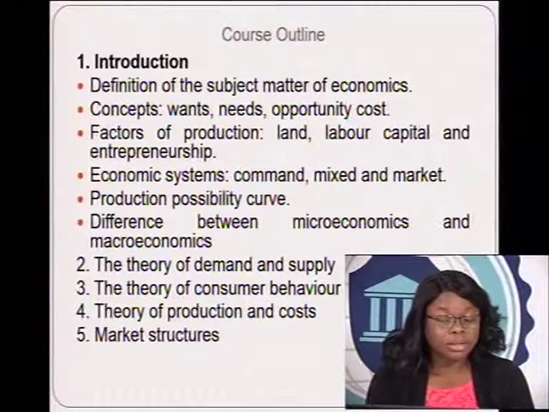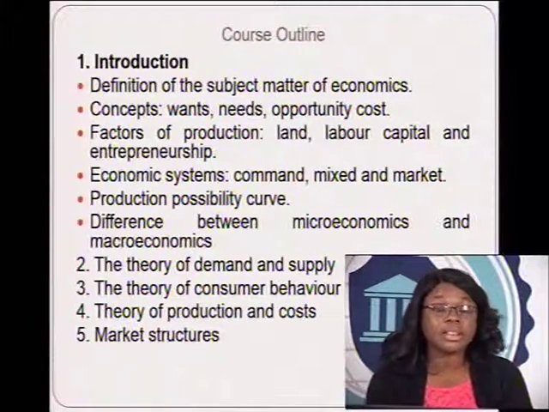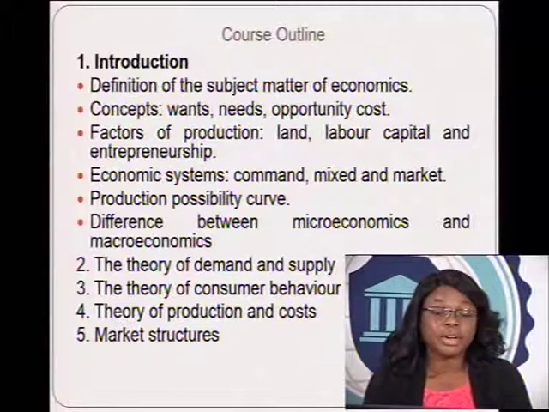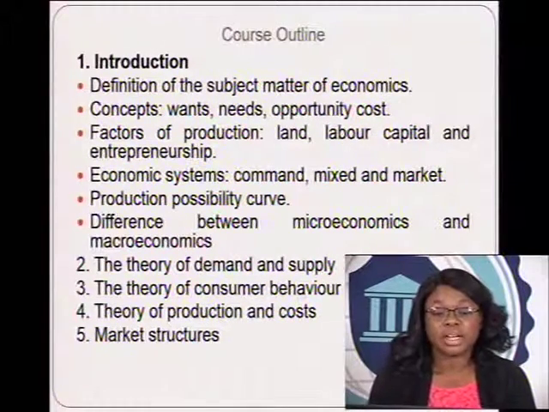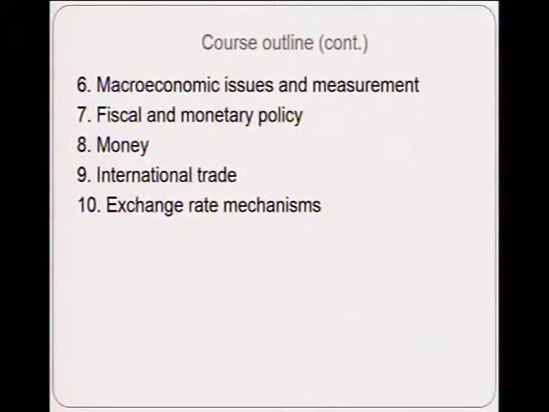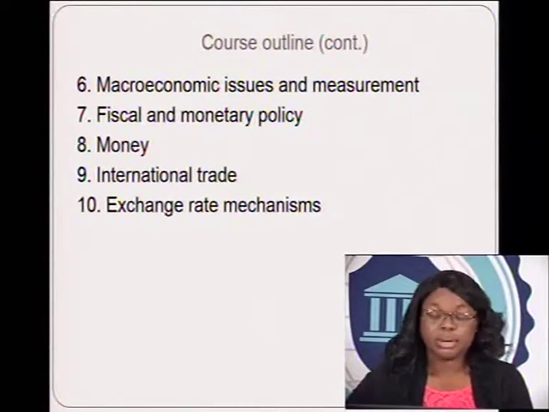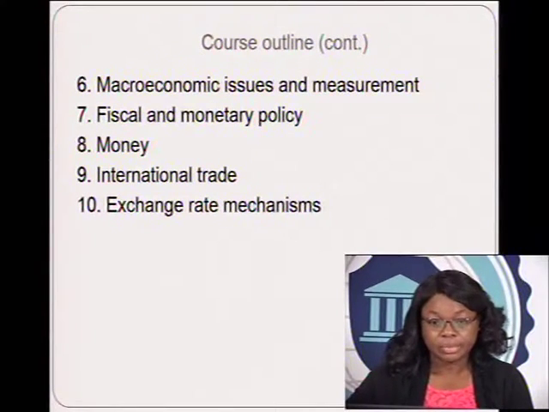The second thing on the course outline is the theory of demand and supply, which we're going to go into shortly. The third point is the theory of consumer behavior. The fourth one, the theory of production and costs. The fifth point on this course outline, market structures. The sixth point, macroeconomic issues and measurement. The seventh, fiscal and monetary policy. Eight is money. Nine, international trade. And finally, exchange rate mechanisms. So I'm going to go through the course outline, then come back to talk about the tutorial later.